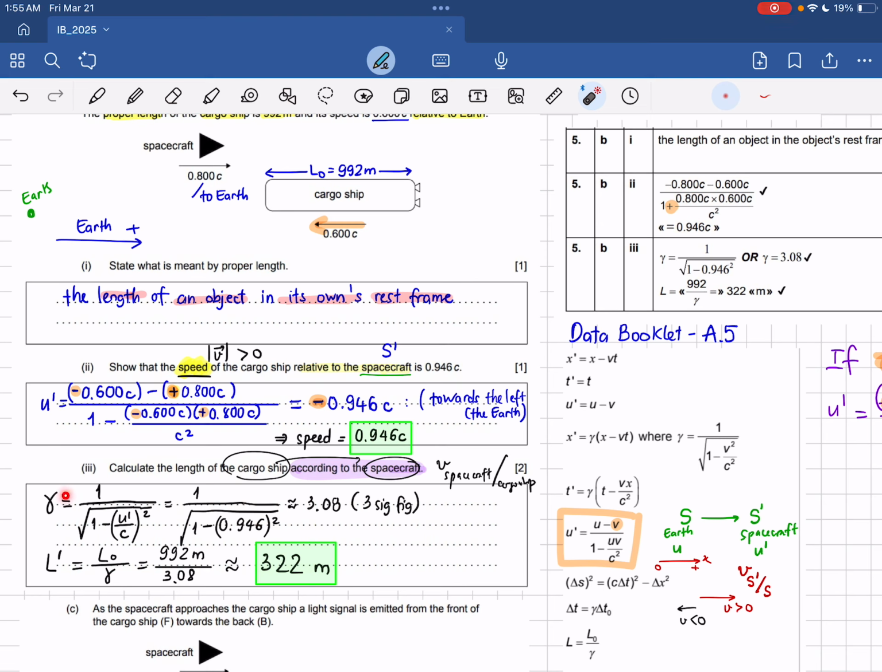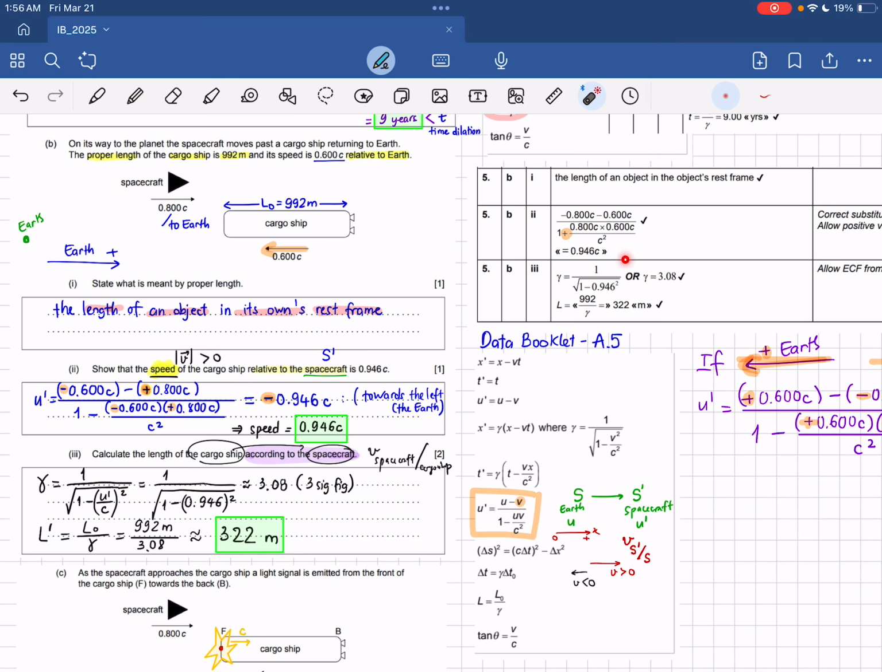So then you can find the new gamma, the new Lorentz factor, to be 3.08. I will just go with three significant figures because here we have 9, 4, 6, three significant figures, okay? From that, we can see that the length should follow length contraction. If things travel at some speed comparable to the speed of light, then it sees the length of the cargo ship as shorter, okay? And that's why it's just around 322 meters, again three significant figures. And then you can also see that this is the same equation as in the mark scheme here, okay?